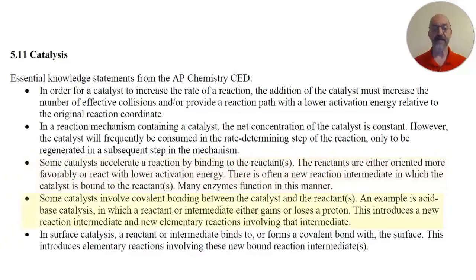Some catalysts involve covalent bonding between the catalyst and the reactants. An example is acid-base catalysis, in which a reactant or intermediate either gains or loses a proton. This introduces a new reaction intermediate and new elementary reactions involving that intermediate. In surface catalysis, a reactant or intermediate binds to or forms a covalent bond with the surface, and this introduces elementary reactions involving these new bound reaction intermediates.